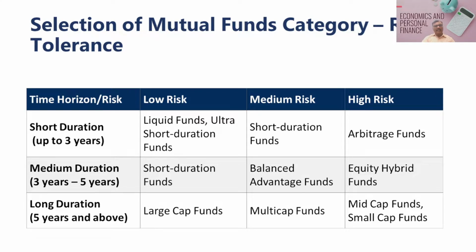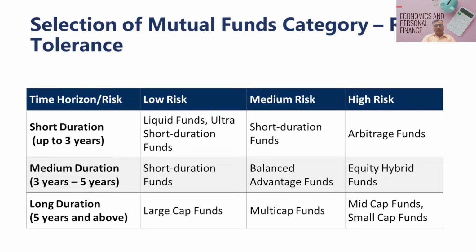Now this slide illustrates the mutual fund category selection considering both risk tolerance and time duration. For individuals seeking short-term investment with minimal risk, liquid funds are suitable. Conversely, for those who are willing to accept substantial risk for potential high returns, arbitrage funds can be a good choice.